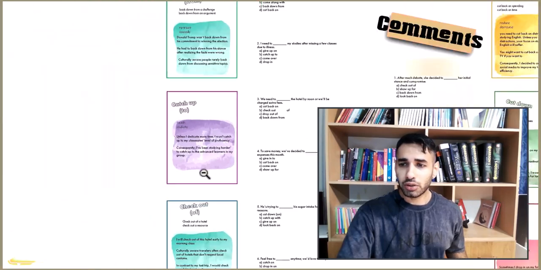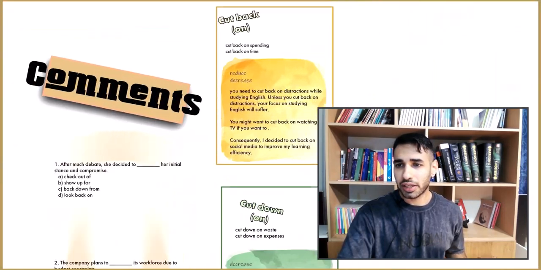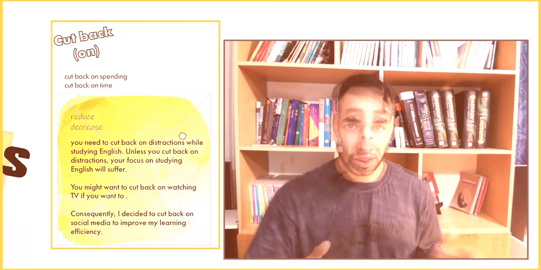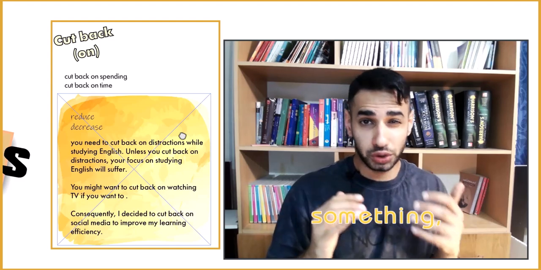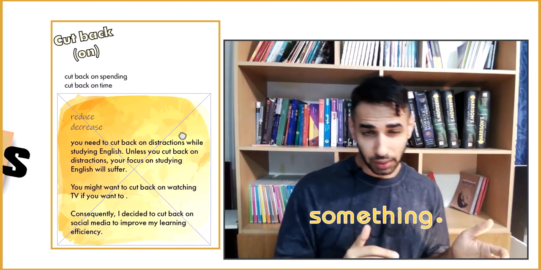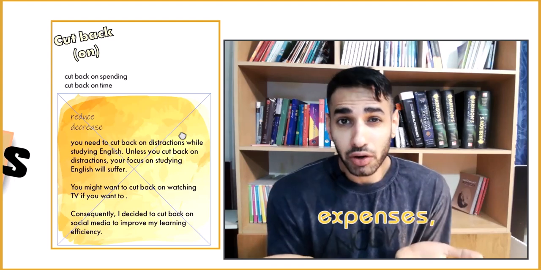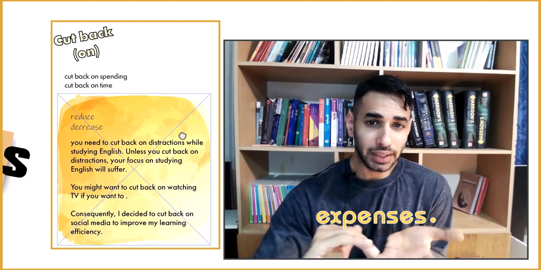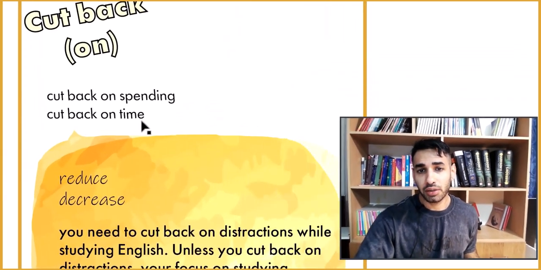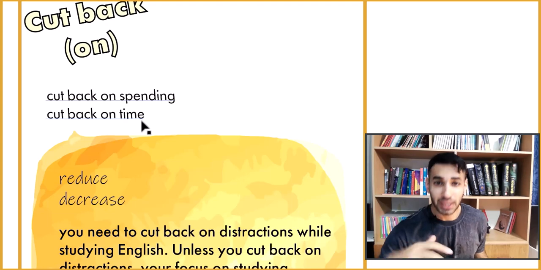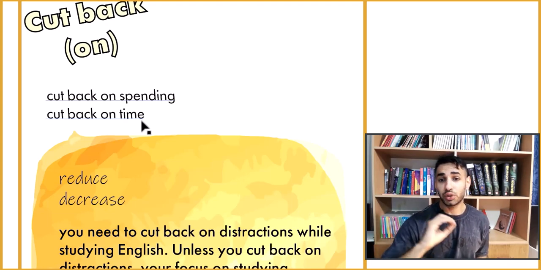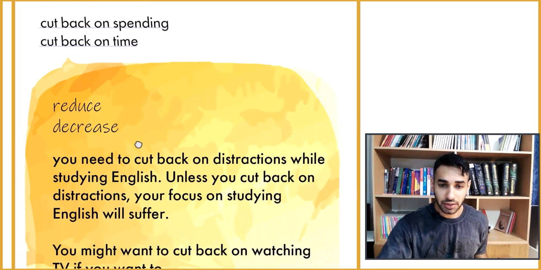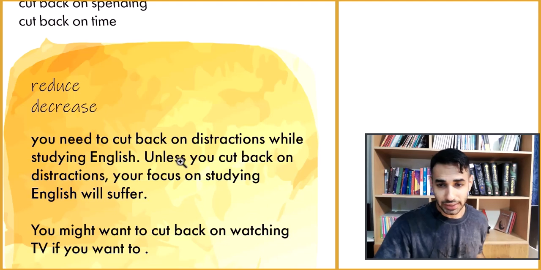And in order to get our answer, we need to study the yellow box. Cut back on. Let's study the meaning. Cut back on means to reduce something, to decrease something. So when we want to cut back on our expenses, we want to reduce our expenses. We want to decrease our expenses. So we can use cut back on with spending, with expenses, or we can use cut back on with time. These are two collocations with cut back on, and the synonyms are reduce and decrease.